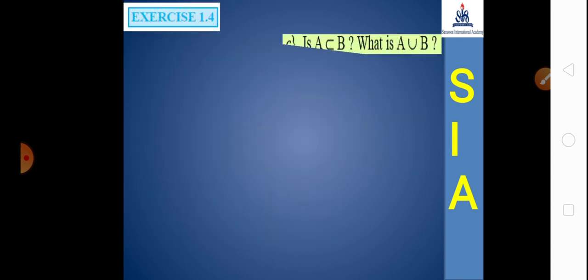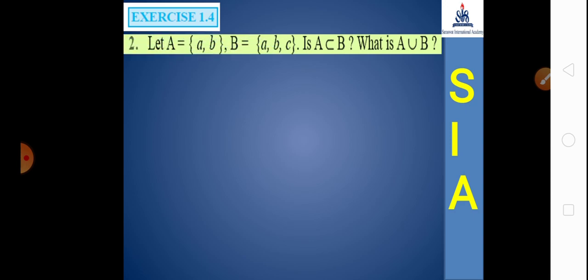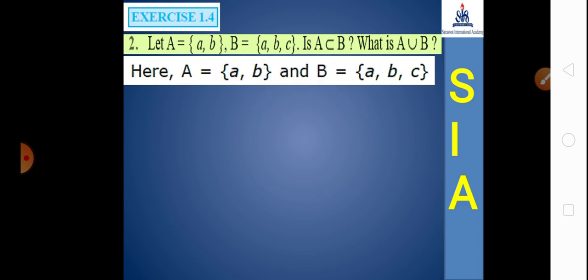Continue. Exercise 1.4, question number 2. Is it asking A subset B? A subset B means A is present in B. Yes, it is present, because every element of A is present in B. That's why I am telling you it is A subset B. Look at that, A is given as {a, b} and B is given as {a, b, c}. So my answer is A is present in B. That's why it is true.